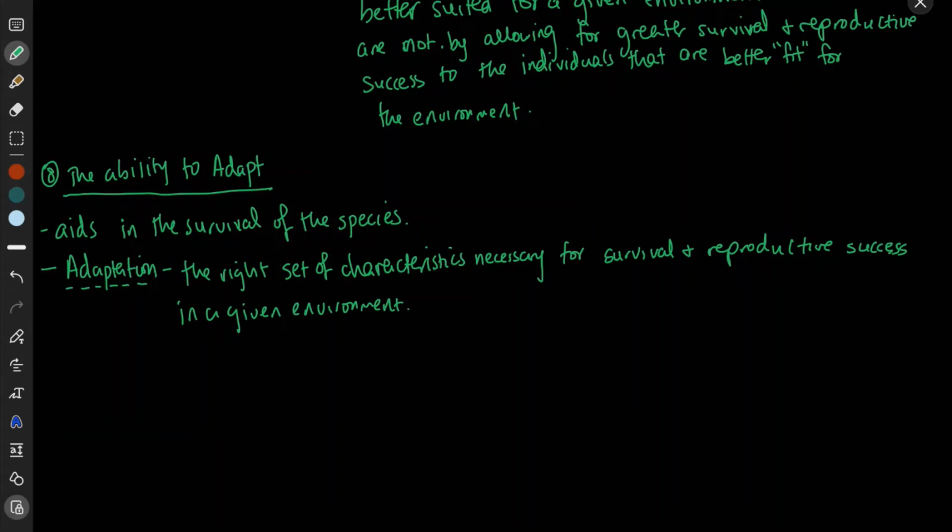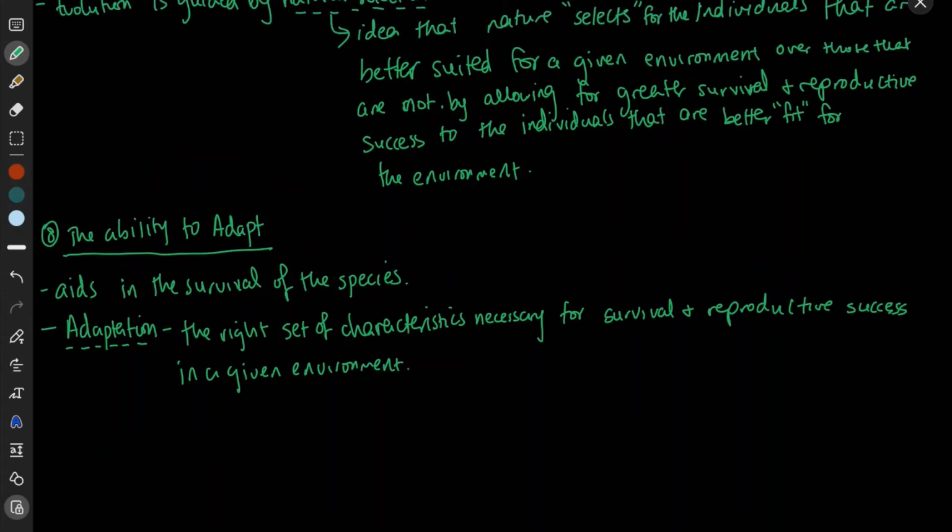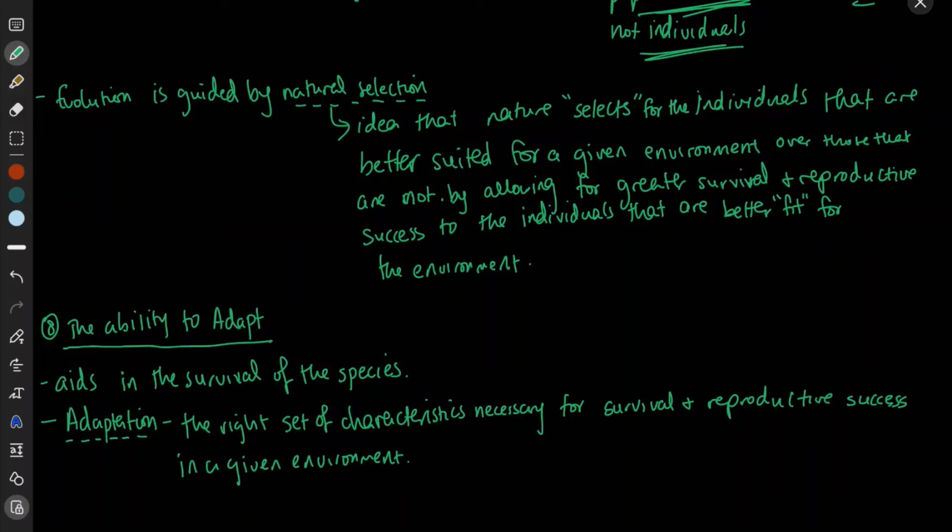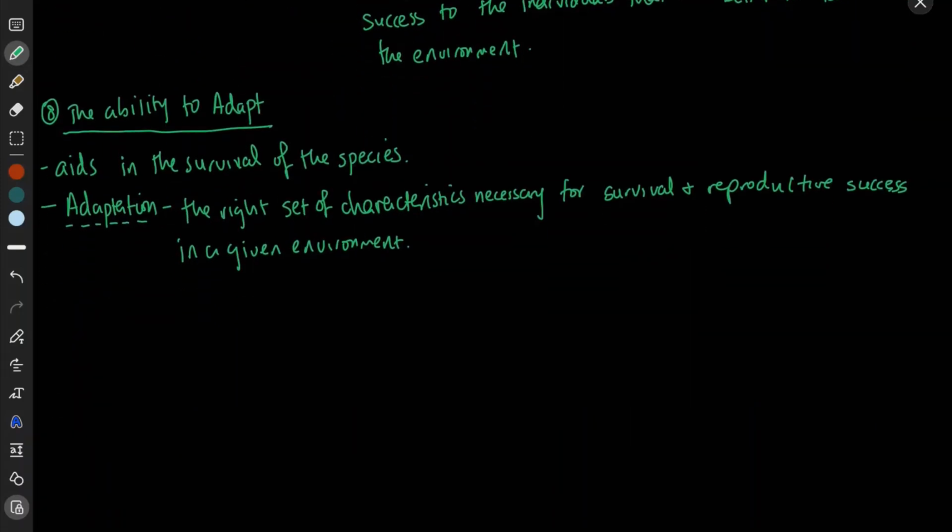Now again, the ability to adapt also goes hand in hand with evolution, right? Because evolution through natural selection gives rise to individuals that are better fit for an environment over those that are not. And this ability to be fit for an environment is pretty much based off whether or not the individual has the right set of adaptations necessary to have survival and reproductive success in a given environment.